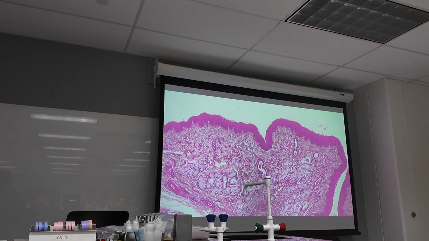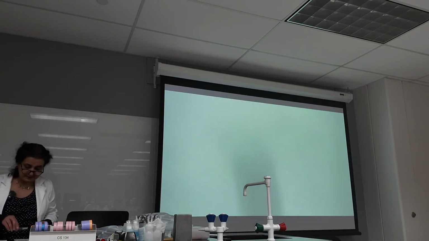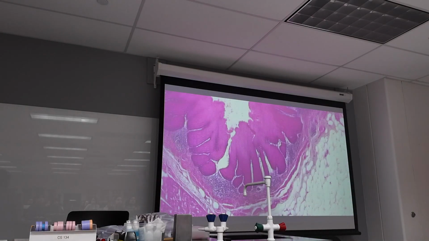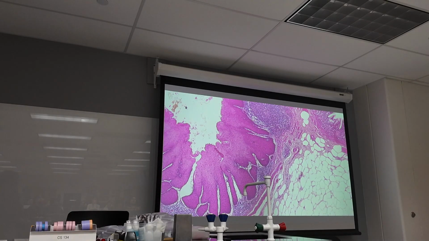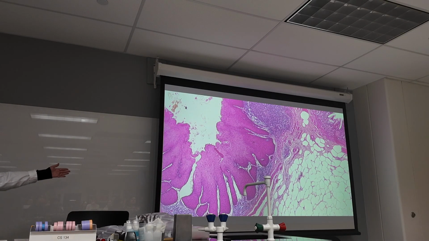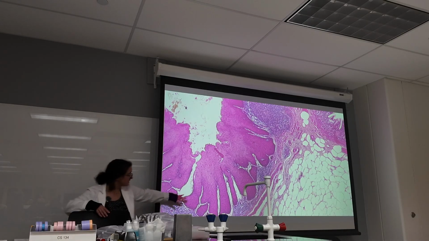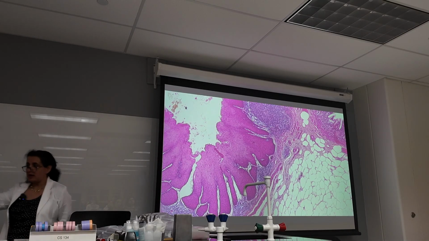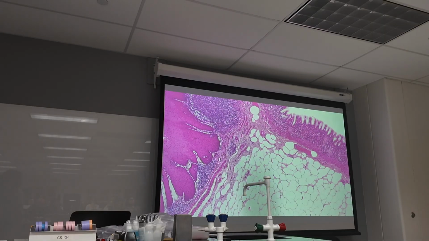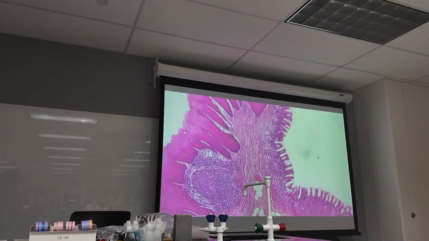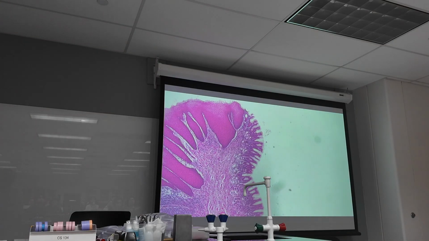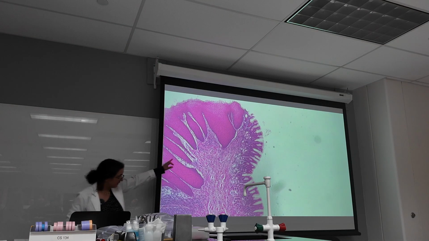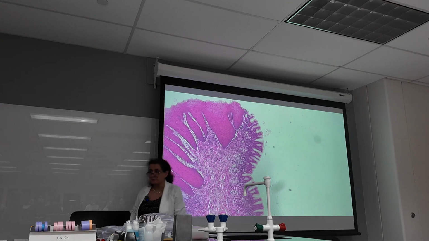Make sense? The next slide is very interesting because it shows you where the esophagus attaches to the stomach. You will see how it changes. So this is the esophagus, right? Stratified squamous epithelium, right? And then look at here. Do you see how it changes to become stomach? Do you see the difference? So this is the stomach, right? From here, it becomes the stomach.